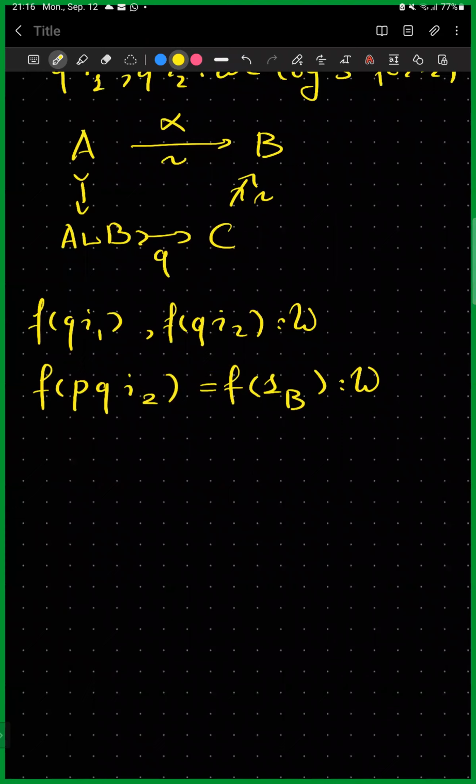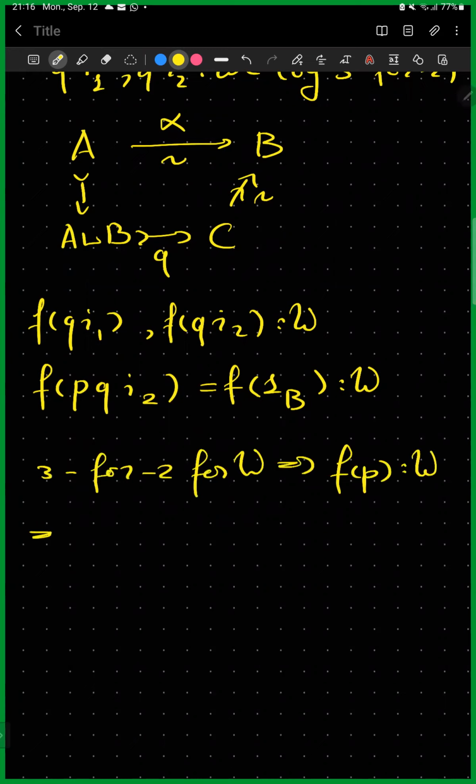And so we see that by the 2-out-of-3 property for the subcategory W, 2-out-of-3 for W implies that f of P is also in W. This in turn implies that f of alpha, equal to f of alpha QI1, is also in W, which was the point.